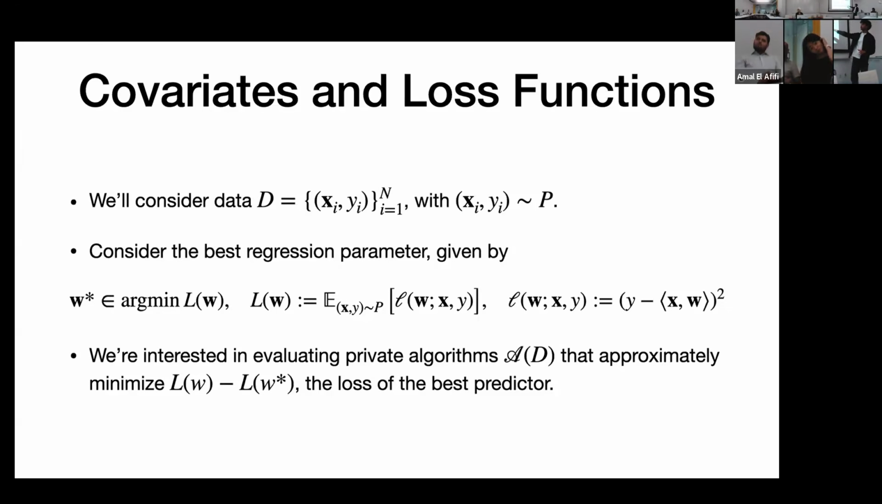We'll consider the best regression parameter given by some ground truth, W star, minimizing essentially the average loss over a new draw from this implicit distribution. And we're interested in evaluating private algorithms, abstracted away via A of D, some randomized function acting on the data, that are going to approximately minimize the gap between the expected average loss over covariates drawn from this distribution compared to the best possible given by this W star.